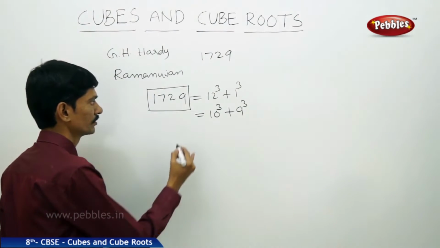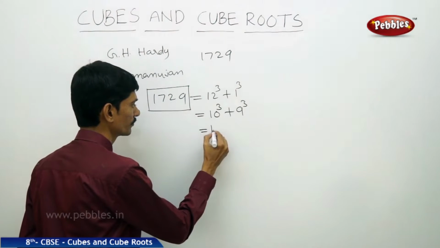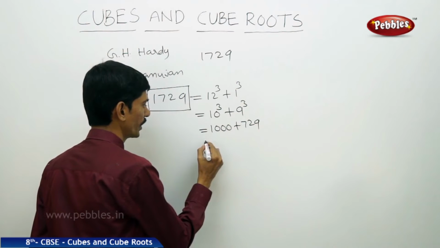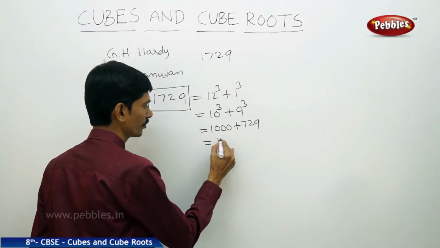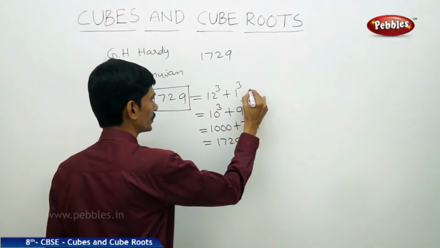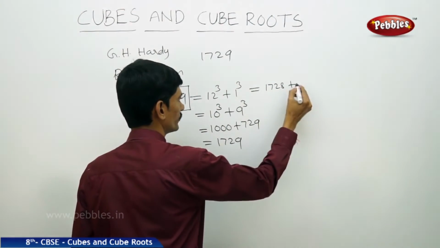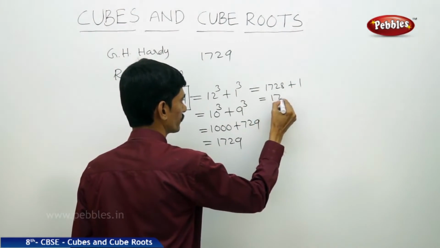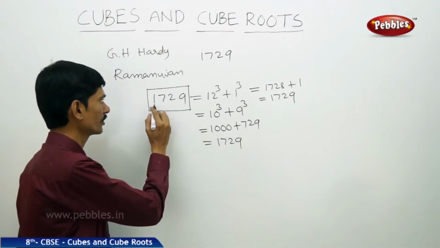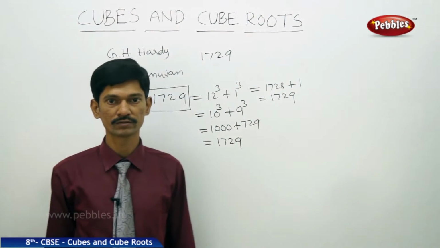Now let us see whether the number is correct or not. We will take the second one. This equals 10 cube, which is 1000, plus 9 cube, which is 729. By adding these two we get 1729. Whereas 12 cube plus 1 cube, we can write 1728 plus 1 cube, which is 1. So this also gives 1729. Since then the taxi number 1729 is known as the Hardy-Ramanujan number.